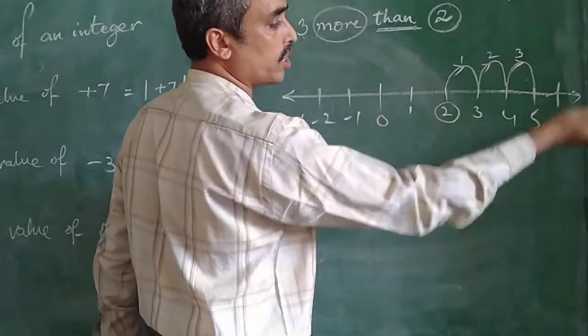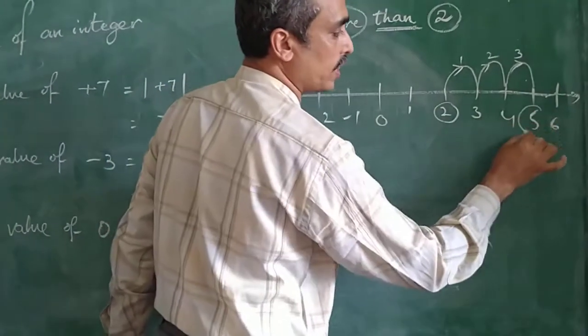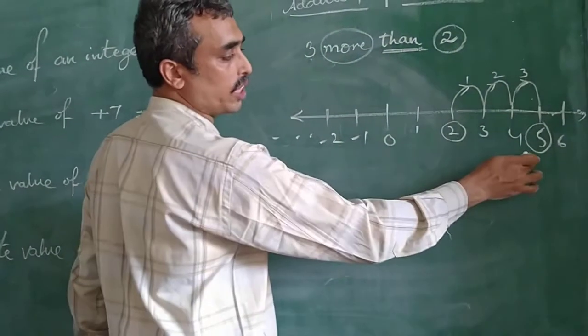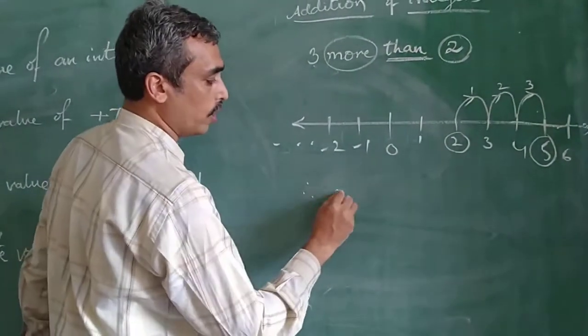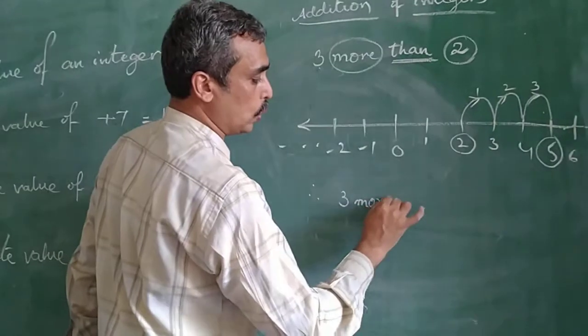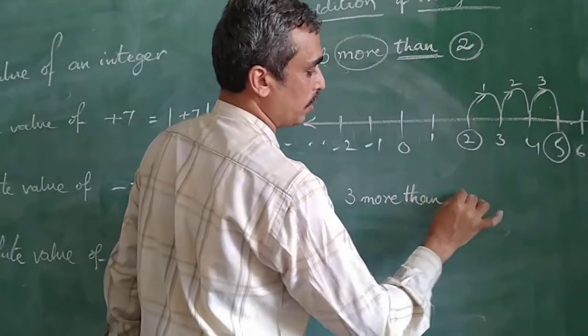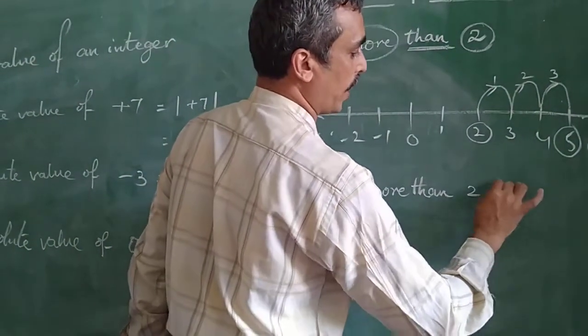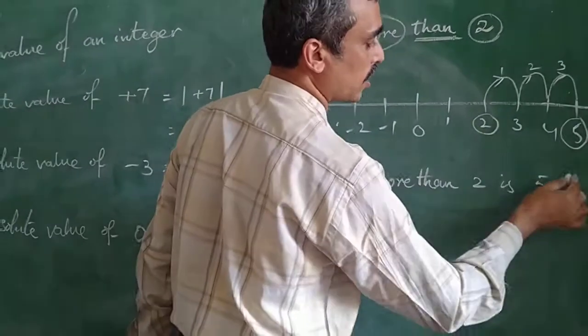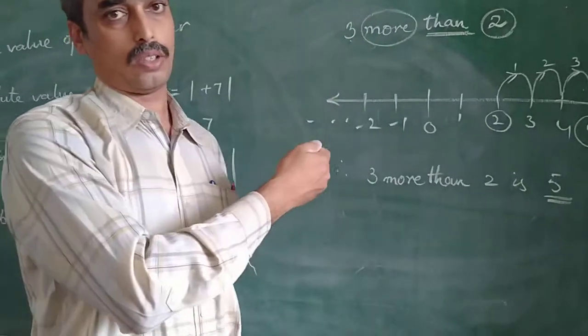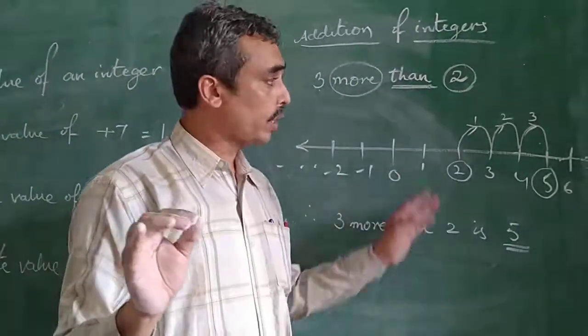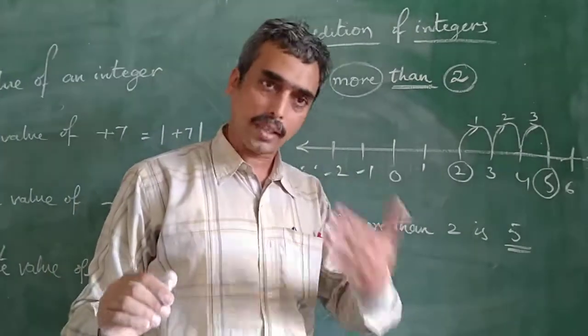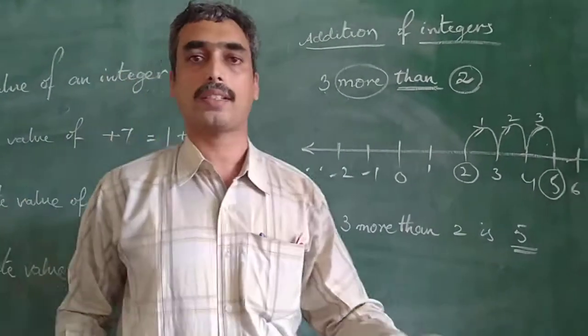After moving three steps from 2, where did you reach? You reached 5. So this is your answer. Therefore 3 more than 2 is 5. We have also just seen this orally. Like this we can do the additions of the integers also. Let us learn more in the coming classes. Thank you.